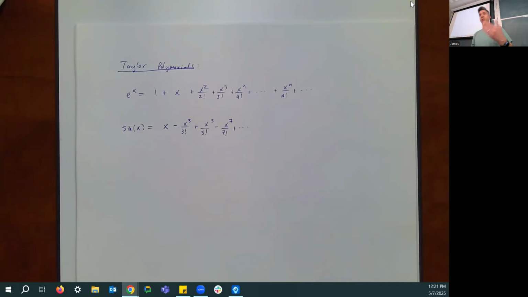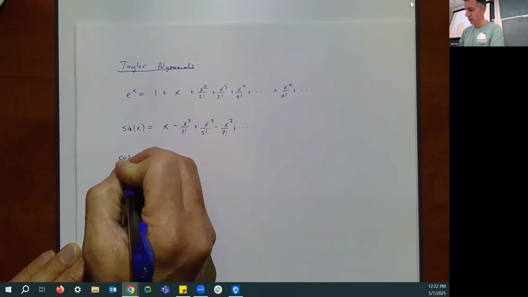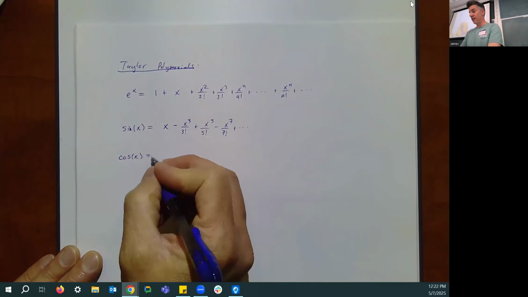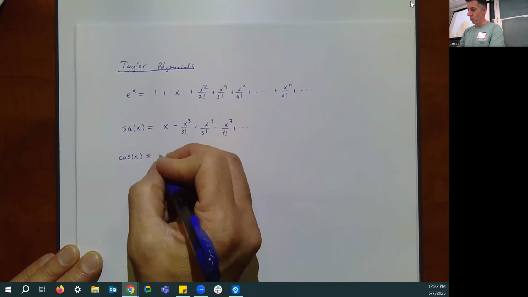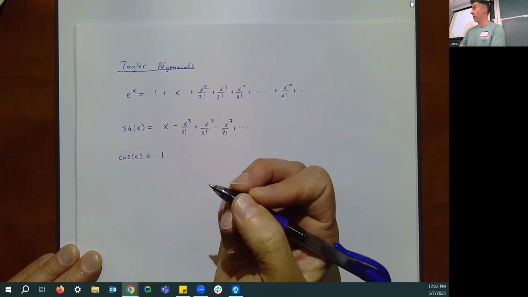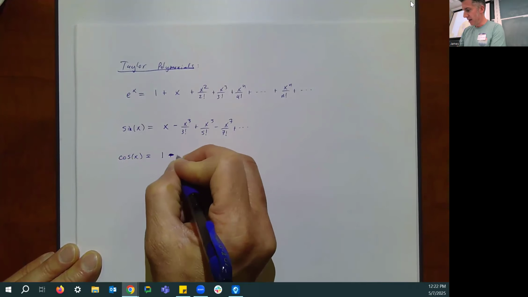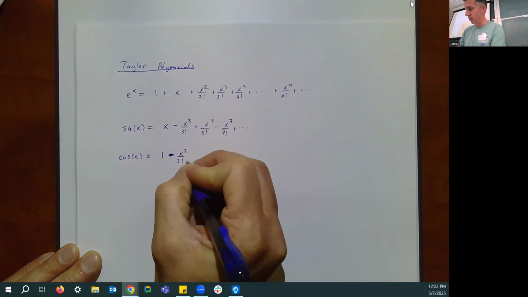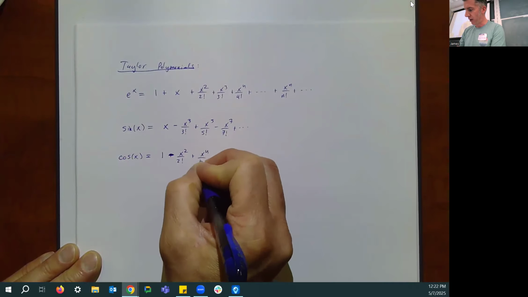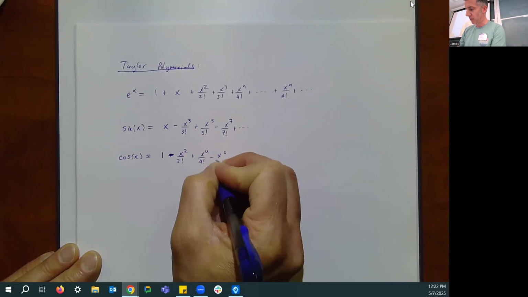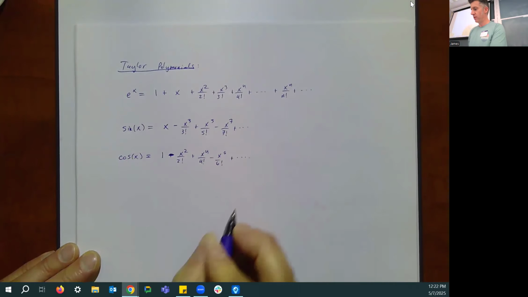So the next term would be plus x to the ninth over 9 factorial, and so on. And in a very, very similar way, cosine of x is equal to all the even powers. So it's going to be 1, which is x to the 0th, which is an even number, minus x squared over 2 factorial plus x to the 4th over 4 factorial minus x to the 6th over 6 factorial, and so on.